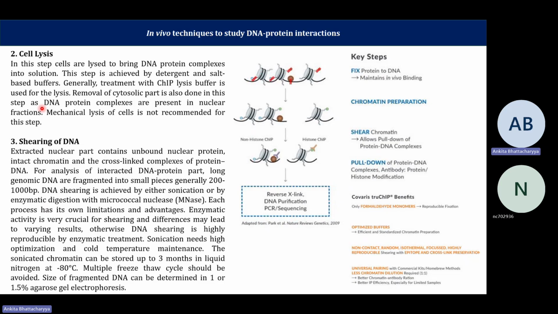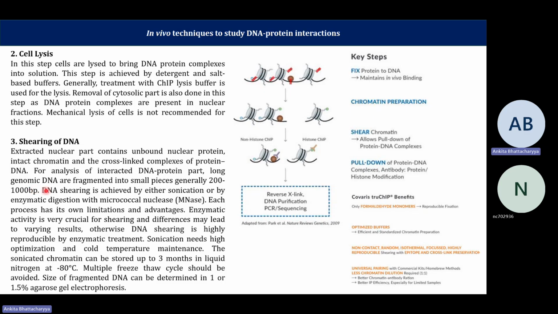So preferably you should go for chemical lysis, and you can scrape your cells to some extent. Then comes the shearing part that I just mentioned, the fragmentation of DNA or shearing of DNA. Usually the length chosen is somewhere between 200 base pairs to 1000 base pairs, or sometimes an even tighter range may be chosen, somewhere between 300 to 700 base pairs.